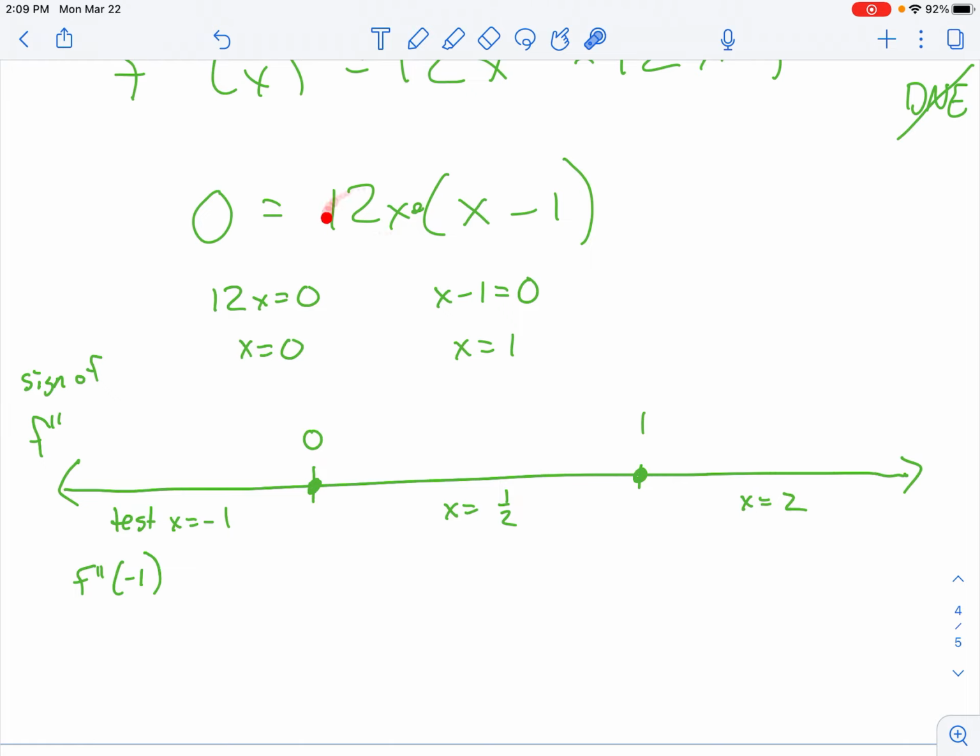So this is going to be -12, and this is going to be -1 minus 1. That's going to be a negative value. So negative times negative, this will give me positive. Look at the second derivative, 1/2. This will be positive. This will be 6. 1/2 minus 1 is negative. Positive times negative, this will be negative here. And then finally, we'll look at 2, positive and positive.